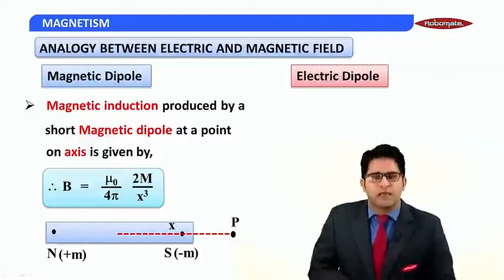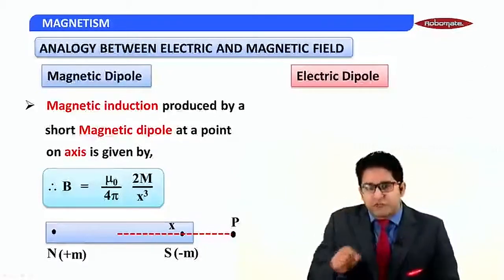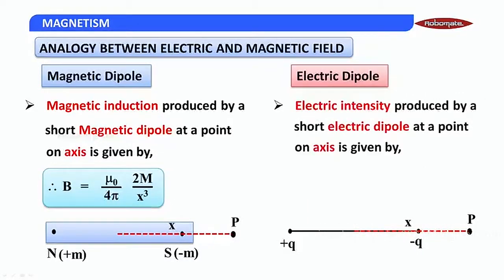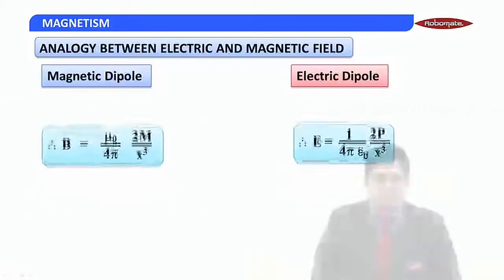In a similar fashion, consider the electric field intensity produced by the electric dipole at any point P on the axis. Let's say we have point P at a distance x, and the electric field intensity produced by this dipole at a point on the axis is given by E equal to 1 by 4 pi epsilon naught into 2p upon x cube. So the first one is the formula for magnetic induction, and this one is the formula for electric field intensity. Now let us carry these formulas further.